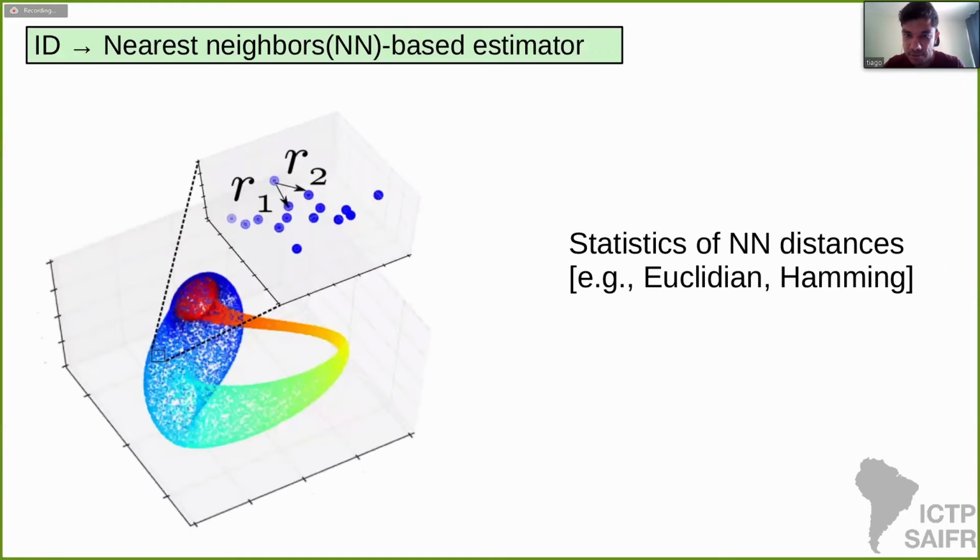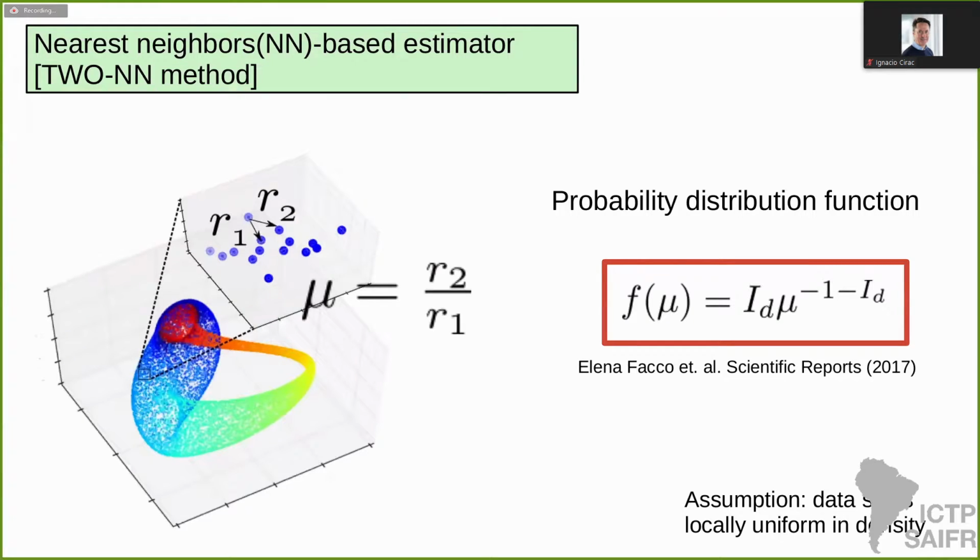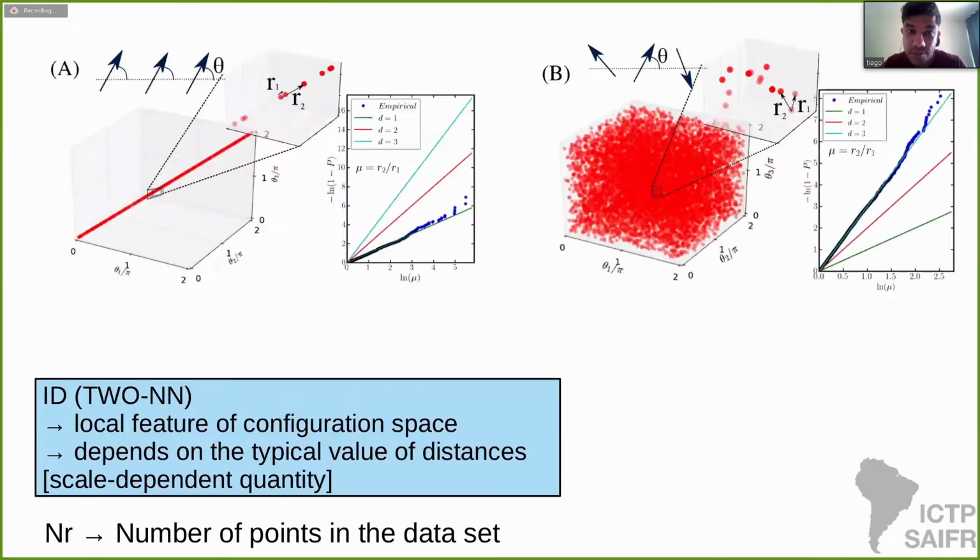I don't know how much time I have, but of course, I would have to spend much more time to give all the details of this 2NN method. Here, the basic idea, as I said, is that we fit the formula that I showed before. Here's the example at t equals 0, and you have the intrinsic dimension equal to 1.